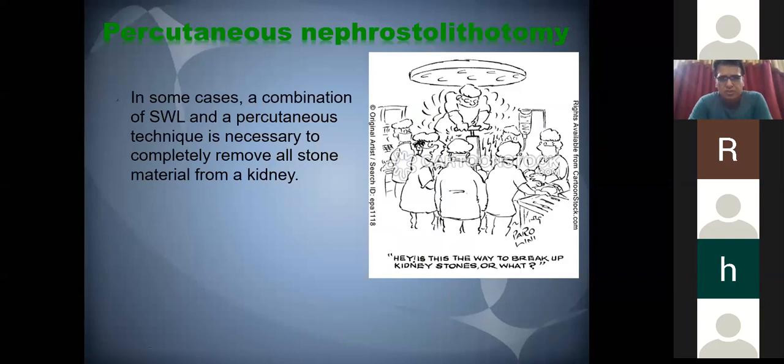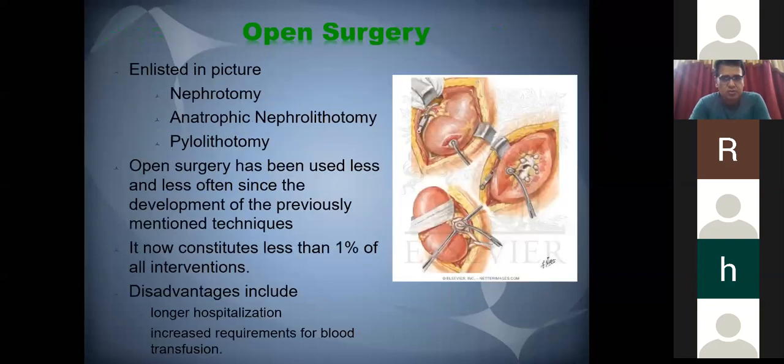In some cases, you need a combination. You do percutaneous nephrolithotomy and then do some ESWL as well, because there are multiple stones in the calyceal system. So sometimes you need some extra procedure along with that.